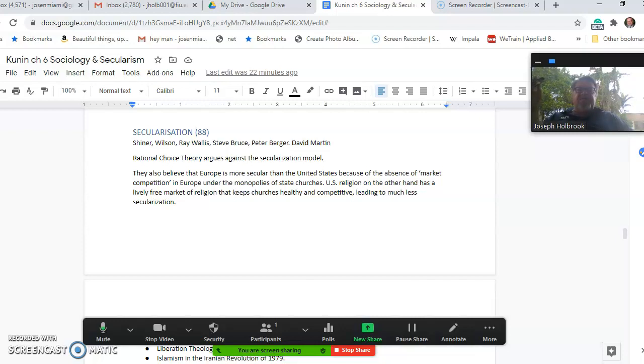Rational choice theory is one theory that argues directly against the secularization model. They also believe that Europe is more secular than the United States because of the absence of market competition in Europe under the monopolies of state churches. U.S. religion, on the other hand, being pluralist, has a lively free market of religion that keeps churches healthy and competitive, leading to less secularization.